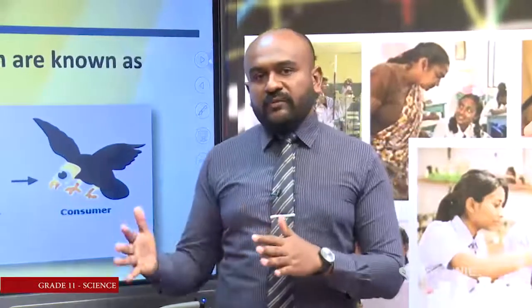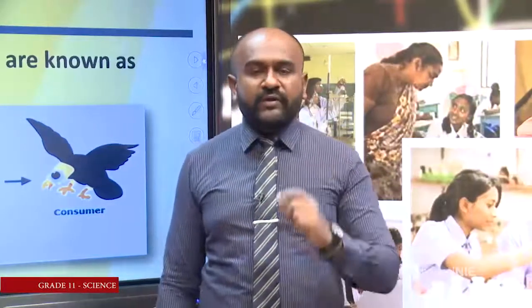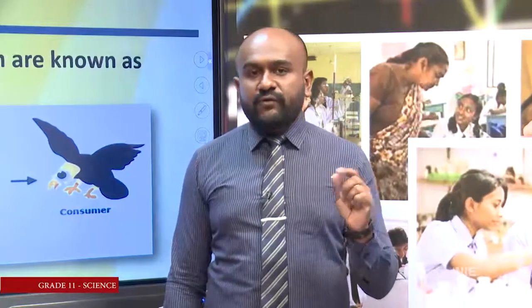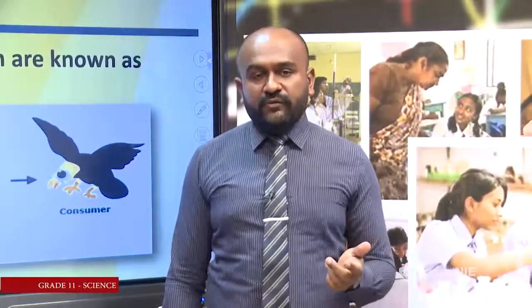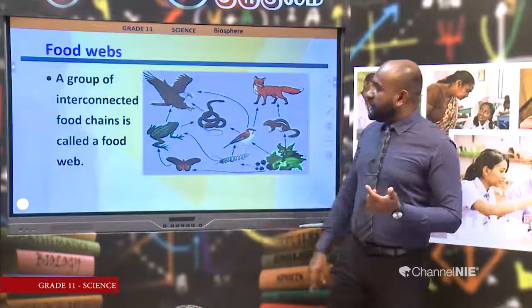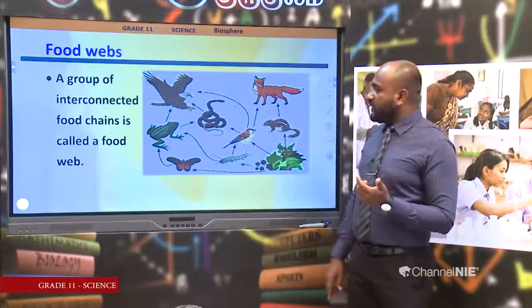So, now we are going to talk about a group of interconnected food chains. I think you all know what it is. Yeah, a group of interconnected food chains is called a food web. So, now let us see what this food web is about. As I told you, a group of interconnected food chains is called a food web.